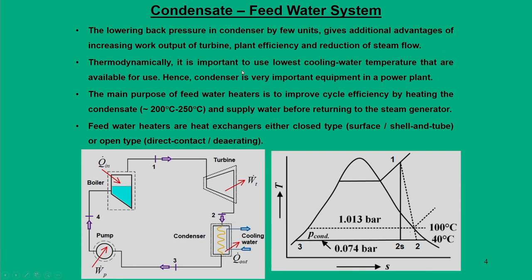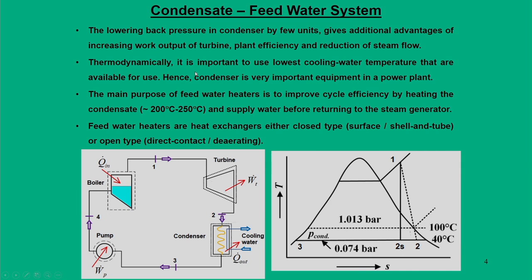Some of the additional requirements for the condenser are that lowering the back pressure in the condenser by a few units gives the additional advantage of increasing work output from the turbine and plant efficiency. Of course, it gives a reduction in the steam flow.